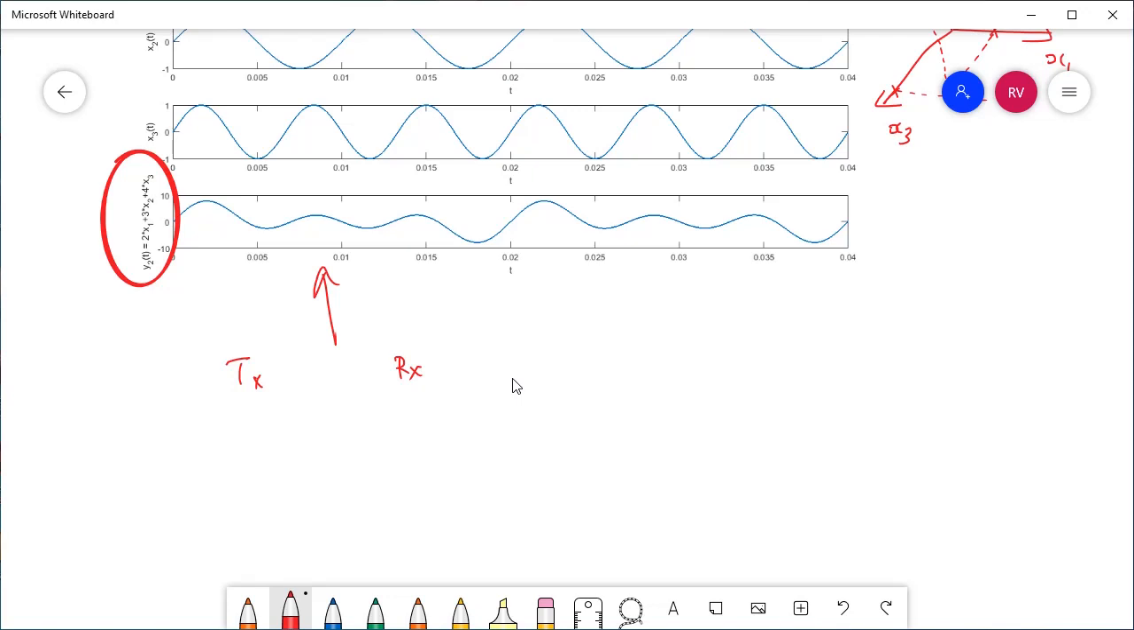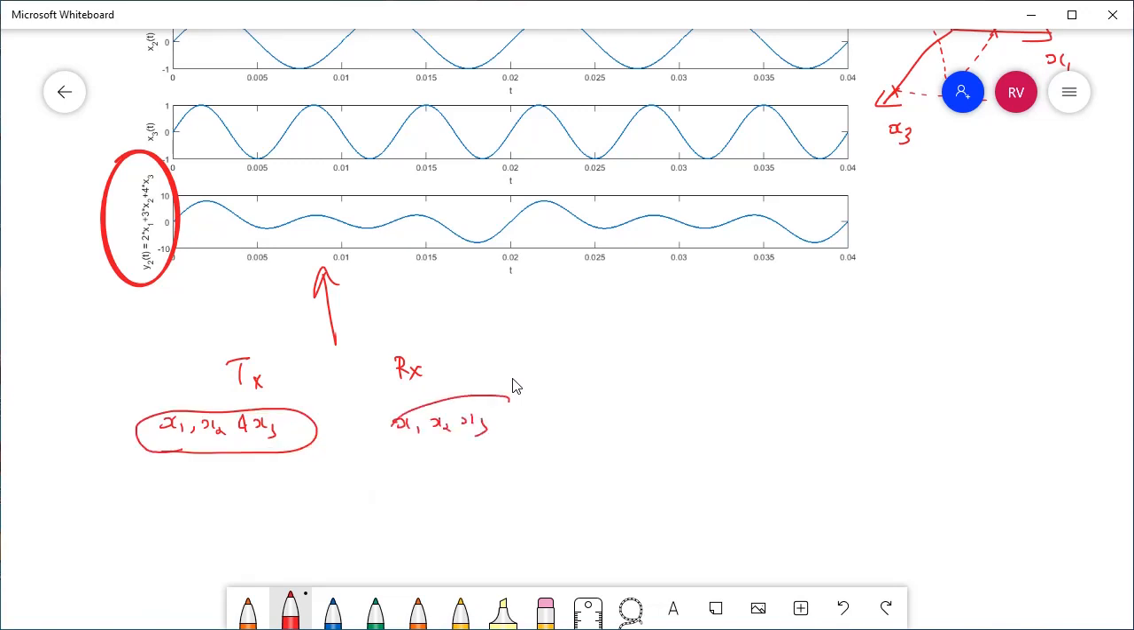If the transmitter and receiver agree on the basis, that means the transmitter says, I am going to transmit a signal which lies in the space constituted by the bases x1, x2 and x3. This x1, x2, x3 is known by the transmitter as well as the receiver.